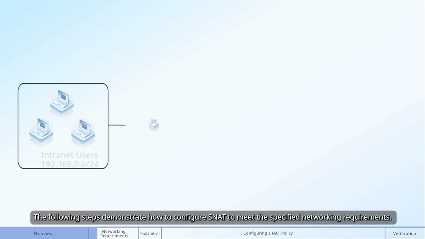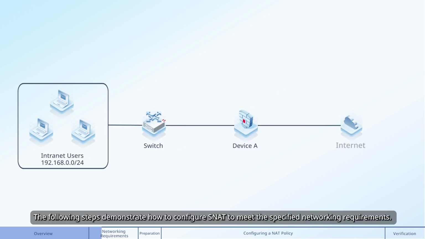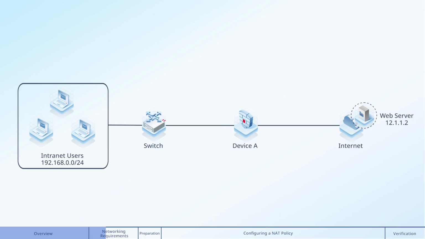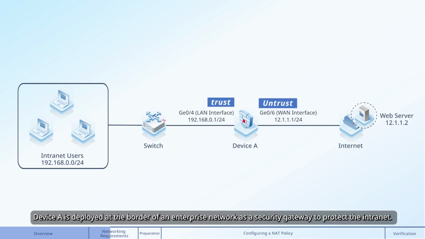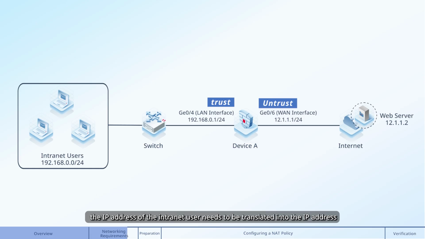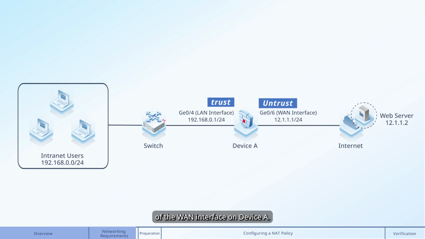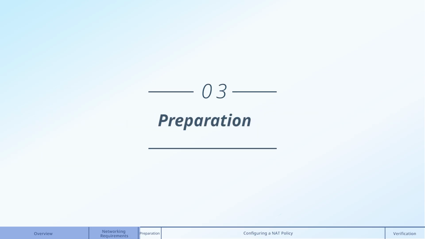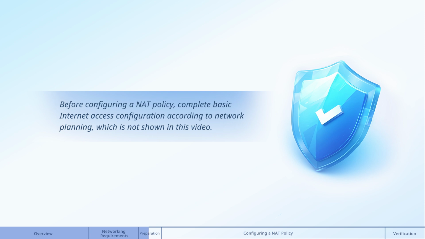The following steps demonstrate how to configure SNAT to meet the specified networking requirements. Device A is deployed at the border of an enterprise network as a security gateway to protect the Internet. When an Internet user accesses the web server on the Internet through device A, the IP address of the Internet user needs to be translated into the IP address of the WAN interface on device A. Before configuring a NAT policy, complete basic Internet access configuration according to network planning, which is not shown in this video.